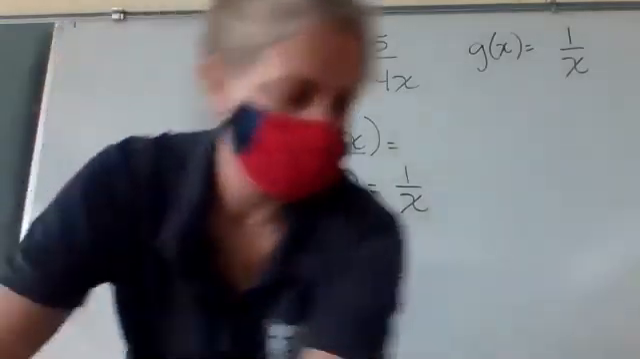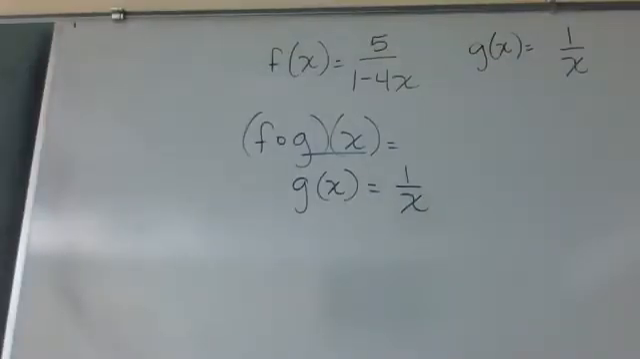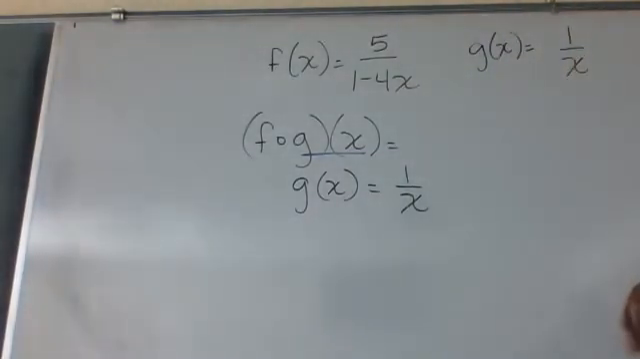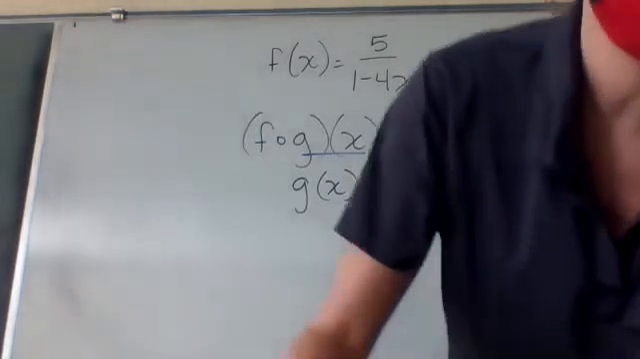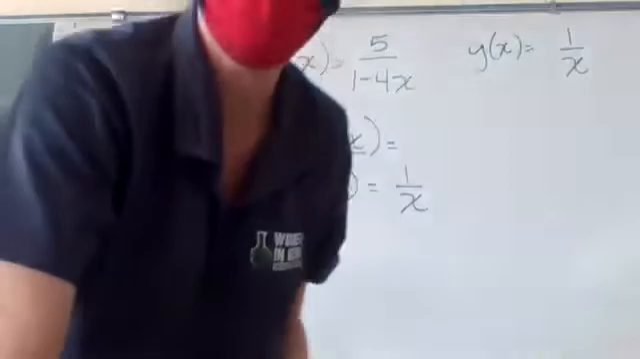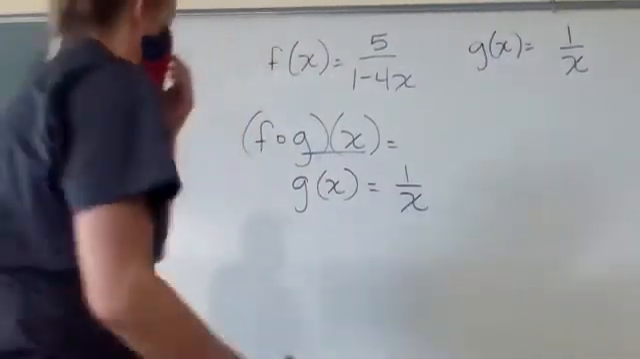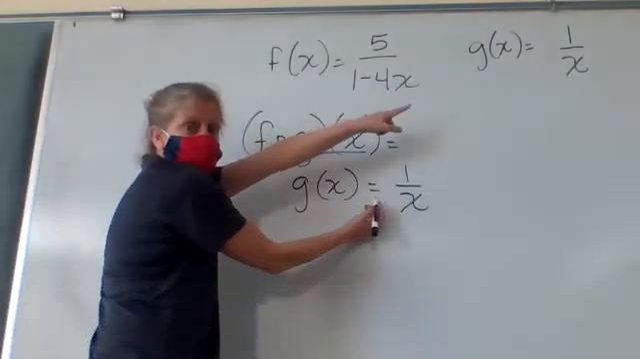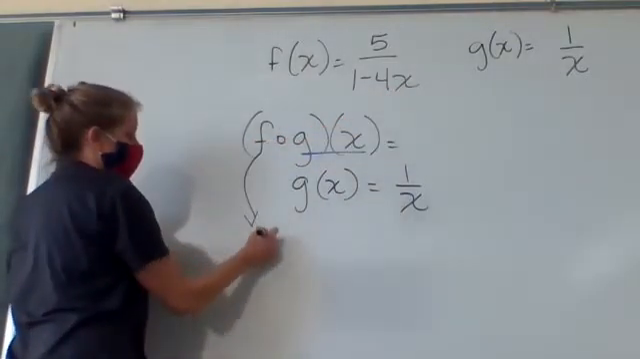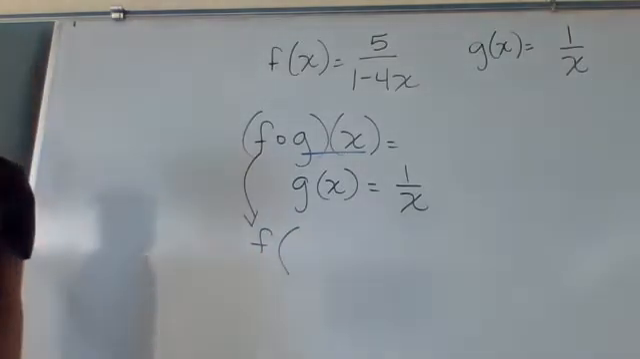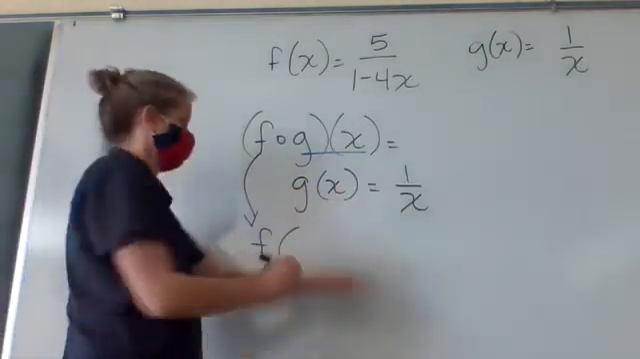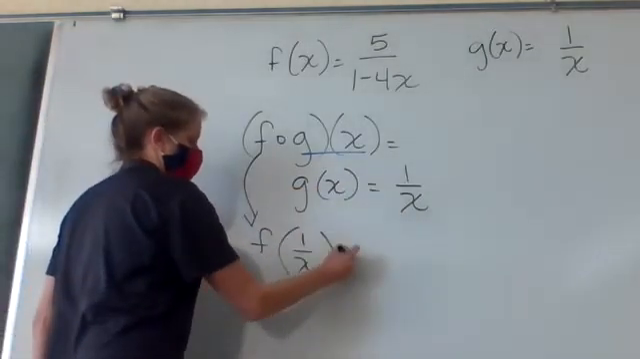Now is when it stops being nice. Because now what are you finding? You found g of x. You just went up there and looked at it. It was 1 over x. But now I'm finding f of my last answer. What was the last part of your answer? 1 over x.